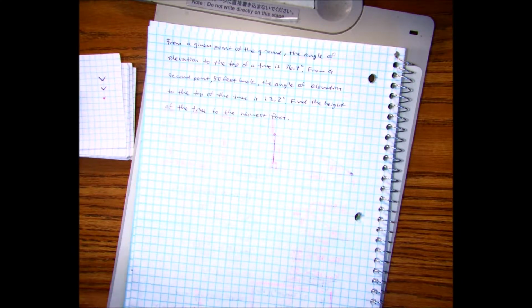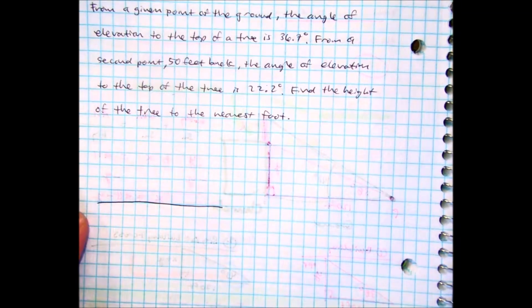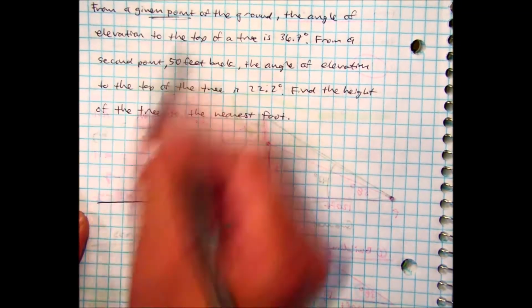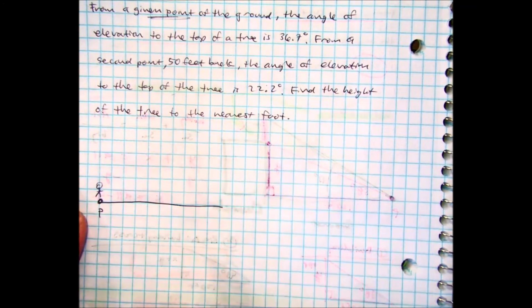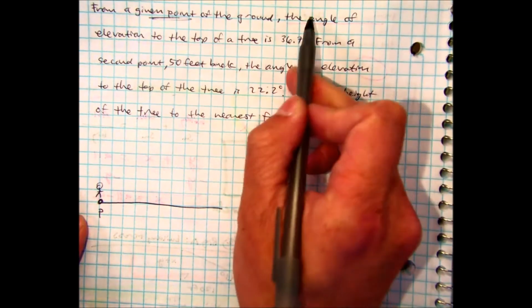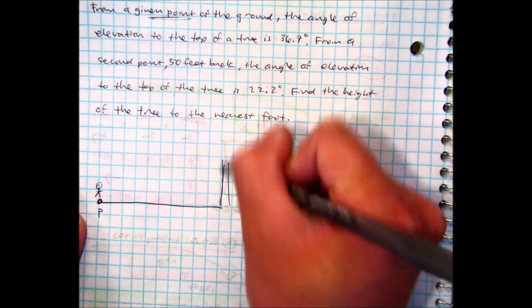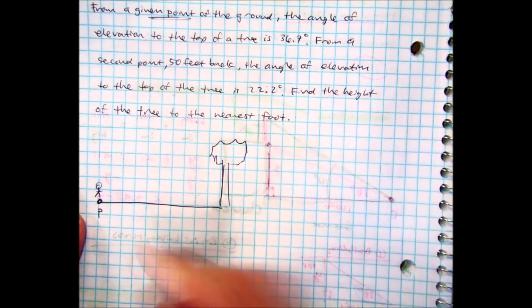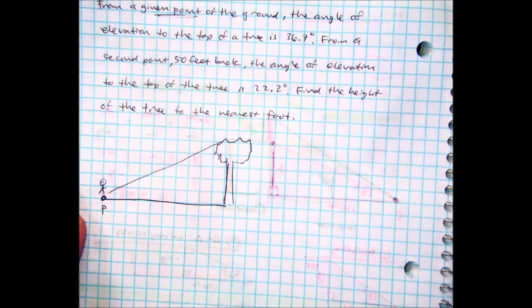Alright, let's go over this problem. From a given point on the ground, so I'm going to draw the ground. From a given point, so I'm actually going to write P for point. If you want a reference point, you can have someone standing there. The angle of elevation to the top of a tree, so I'm going to draw a tree, is 36.7 degrees.